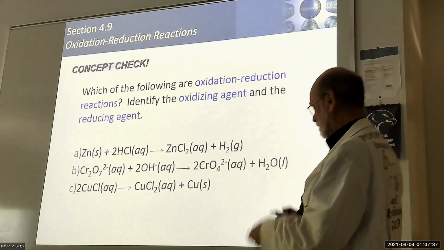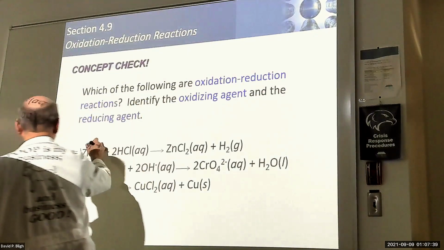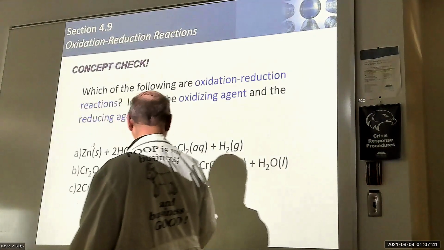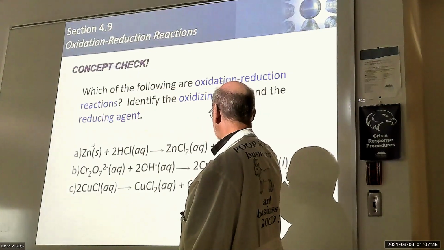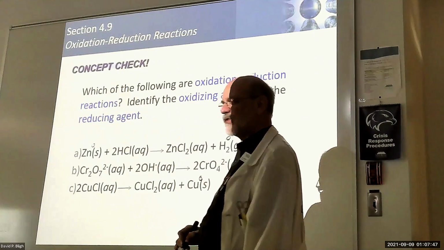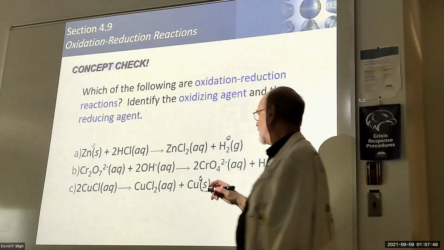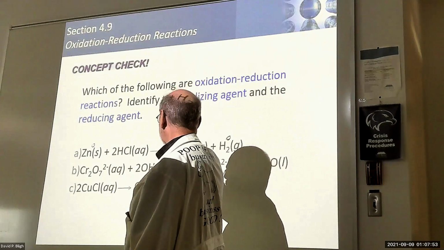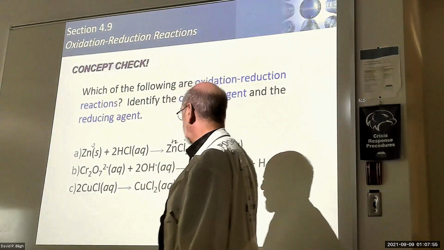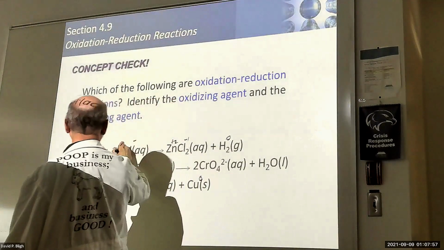This one is 0. That's an element. This one's 0. That's an element. This one's 0. I do the elements first because they're really easy. Chlorine is going to be -1, so this one has to be +2. And this one's going to be -1, and this one's +1.